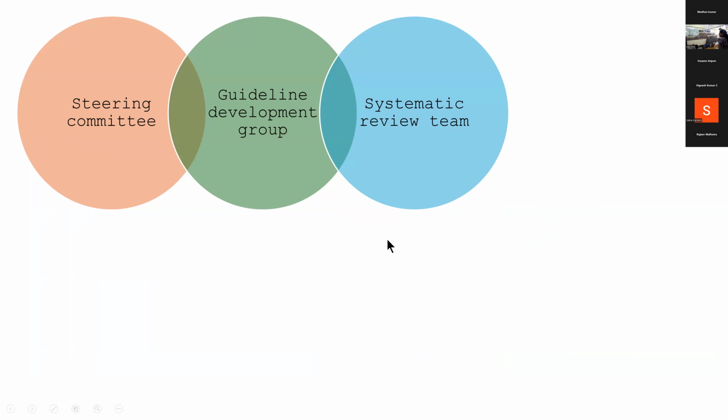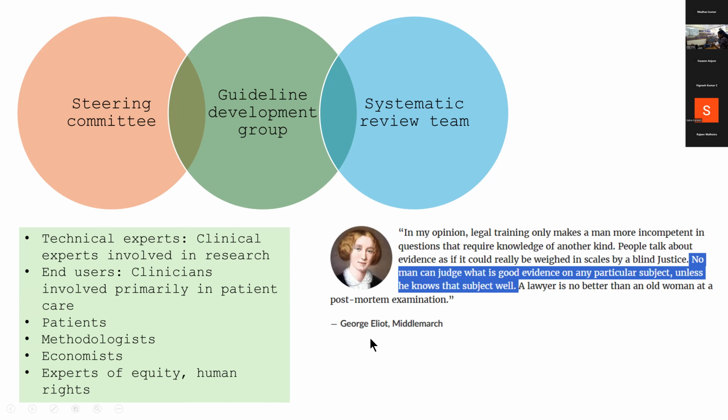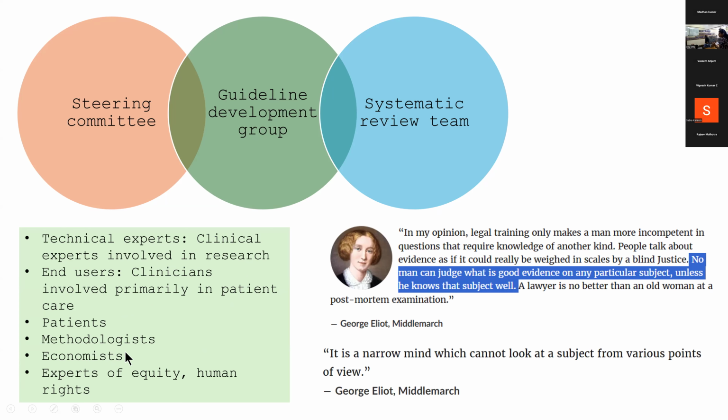You also have a very important team called the systematic review team, who are involved in finding the evidence. They find the evidence and give it to the development group. So who are involved? You have technical experts, you have clinical experts, you have end users, that is clinicians who are at the top of the field. Like George Eliot said in Middlemarch, no man can judge what is good evidence on any particular subject unless he knows the subject well. So you need to have experts on the subject. But you also need to have patients, methodologists, economists, experts of equity, human rights. Because it is a narrow mind which cannot look at a subject from various points of view.